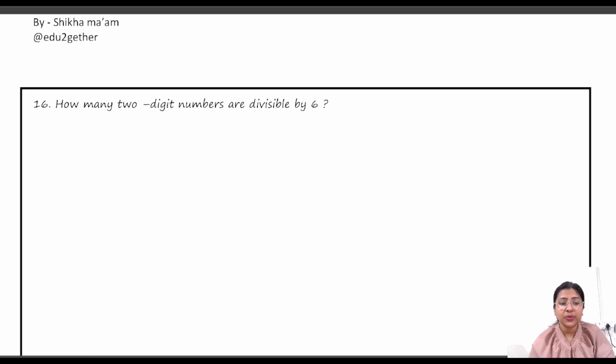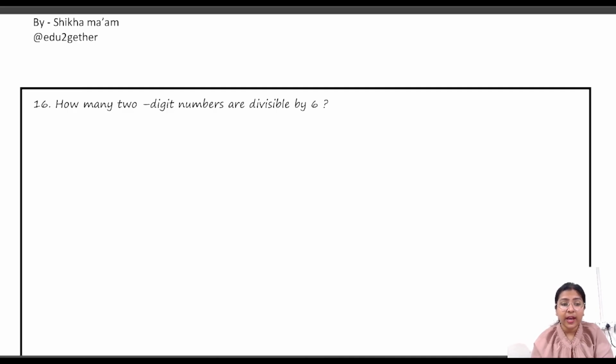Okay, see this question number 16. How many two-digit numbers are divisible by 6? It means it should follow two conditions. The first condition, it should be of 2 digits, as well as it should be divisible by 6. So how many numbers are there which are divisible by 6 and are of 2 digits, they are asking.